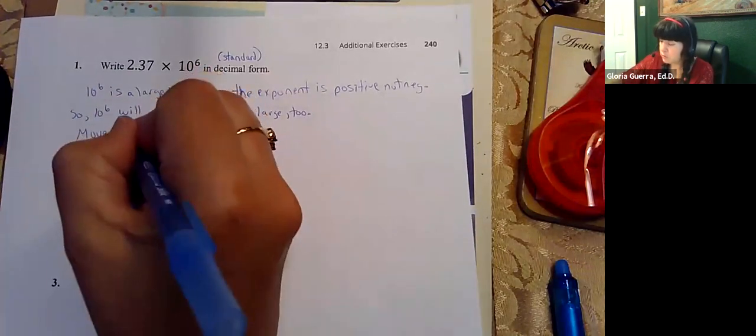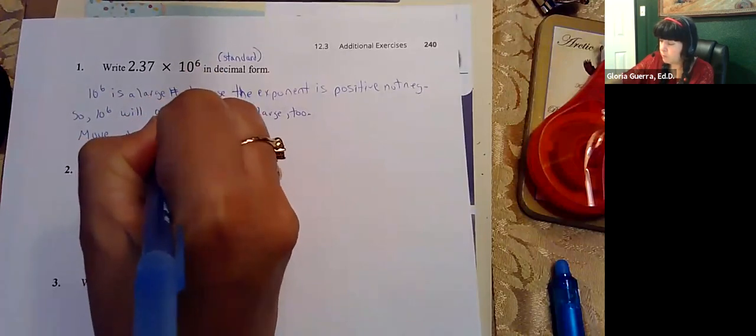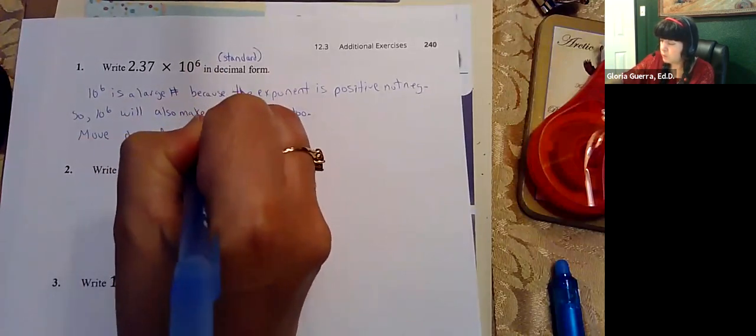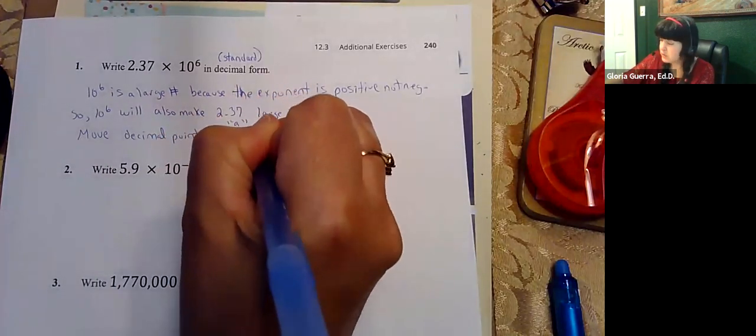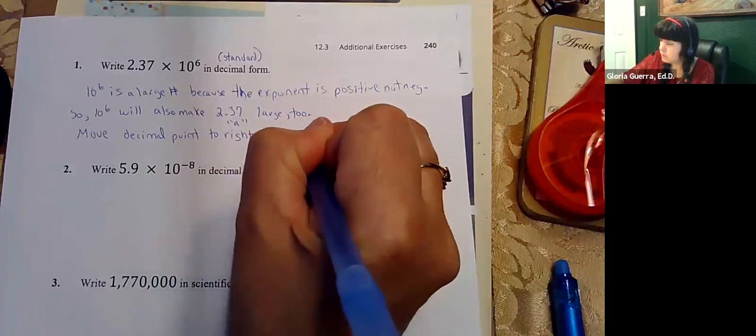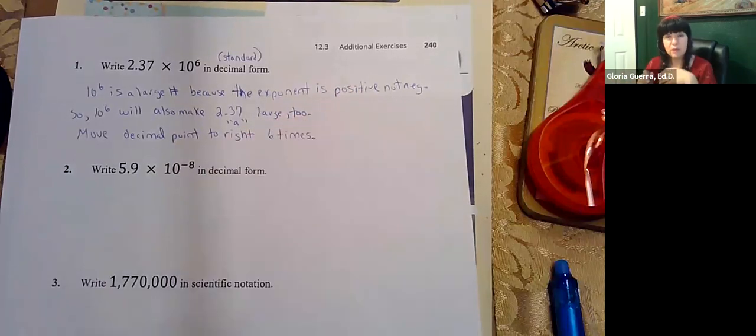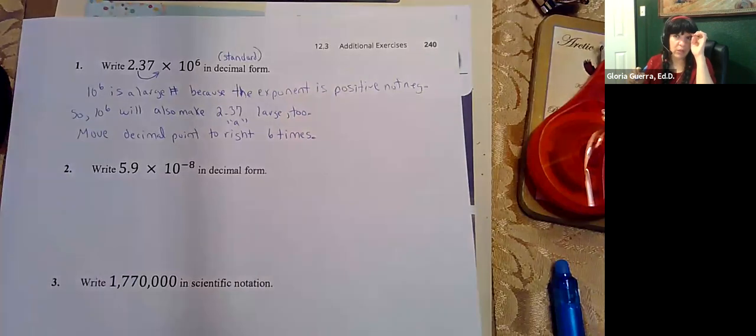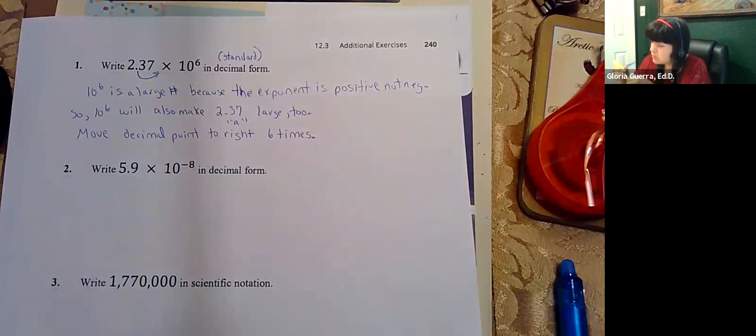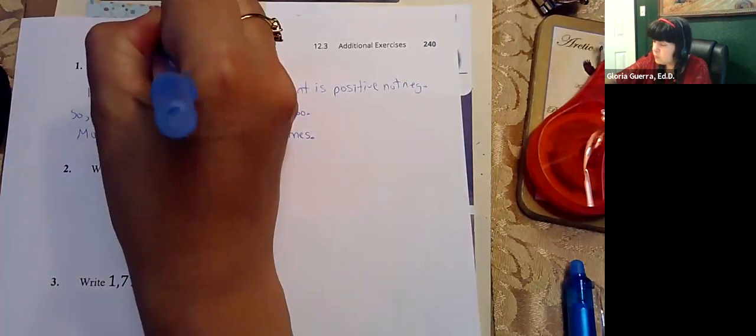You want to move the decimal point to the right 6 times, because then that would make 2.37 large. So here's your decimal point, and you want to go to the right in that direction, not left, but right. And you want to move it 6 times. So the 37, that counts as 2 moves.